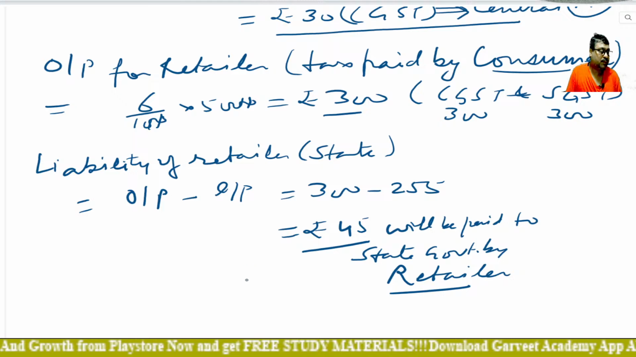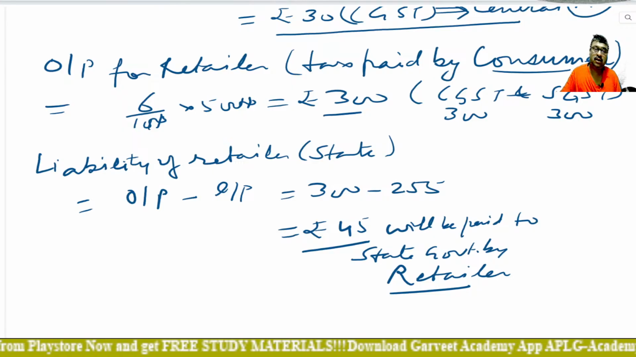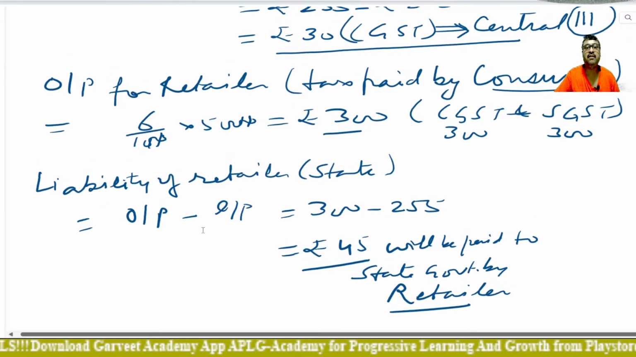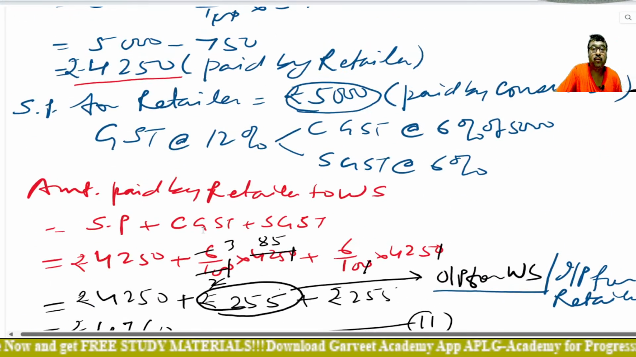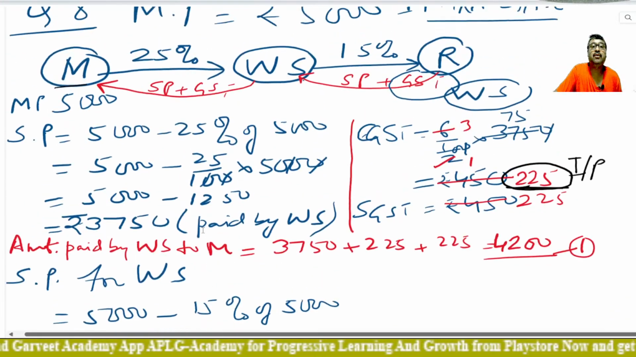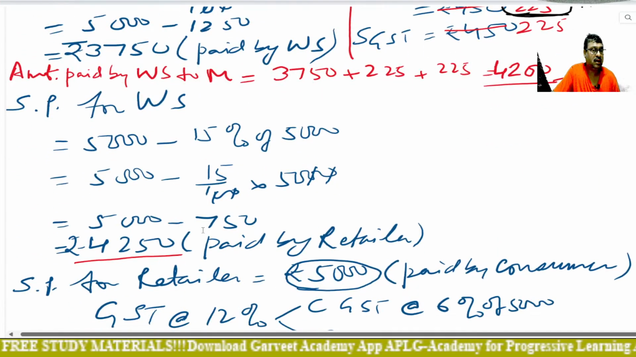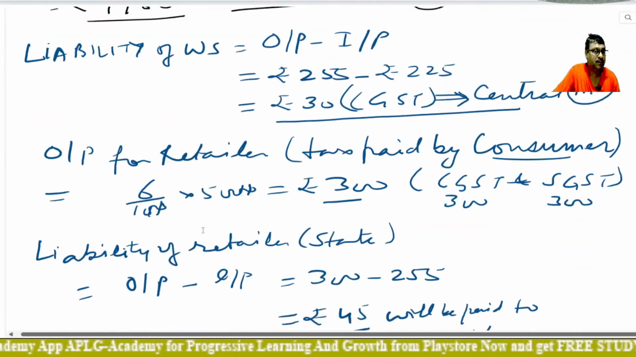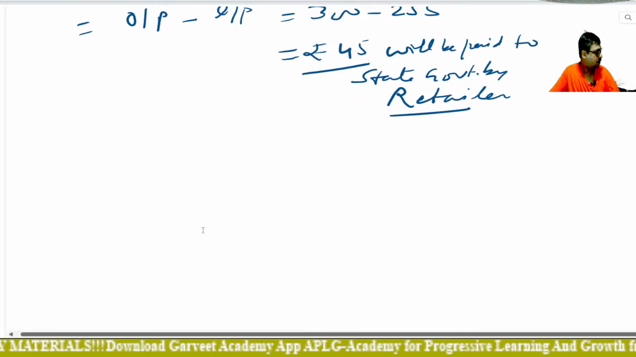Okay. So this is how we do it. This is the classic example where everything has been calculated: input, output, state tax, central tax, paid by the wholesaler, paid by the retailer, paid by the consumer. So it's a very good example, and a very good question asked. Okay, no problem.